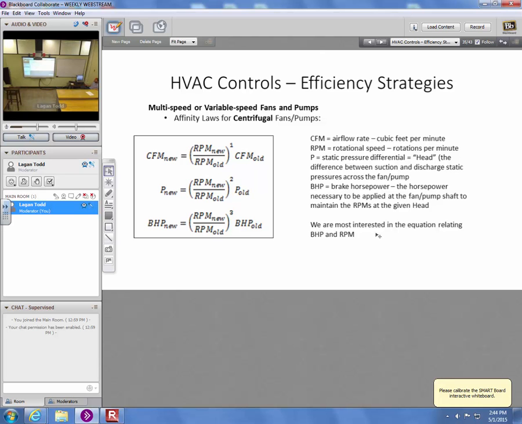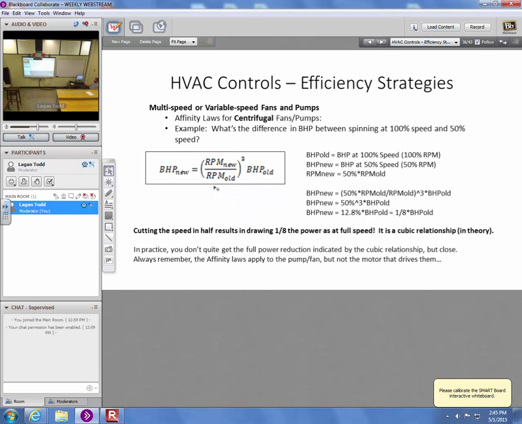And so we're most interested in this equation that relates the horsepower and the RPM, because what we're talking about is variable speed pumps or fans. If we change the RPMs, the rotational speed, how are we going to change the power input to that system? So that's this one of those three equations.